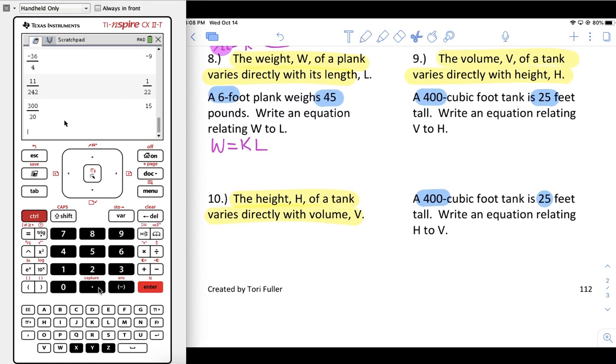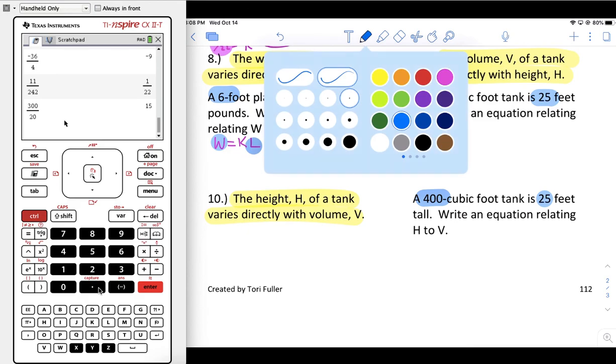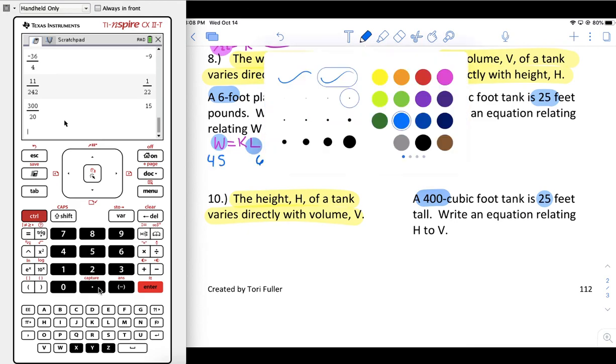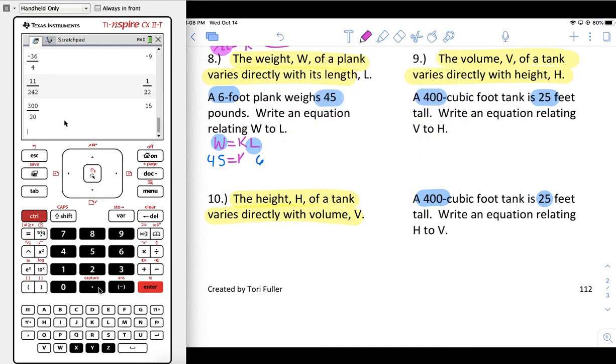We already wrote this guy out. We are saying the weight of the plank varies directly with the length, so we need to plug in our two numbers. A 6-foot plank weighs 45 pounds. All right, so my weight, that's going to be the 45. The length is going to be the 6, and I'm keeping my equals k. To get k by itself, I need to divide out that 6, and I ran out of room, so we're going to put it here. My k equals 45 divided by 6. That gives us a fraction, 15/2.